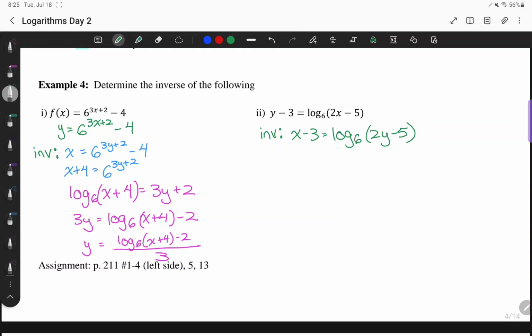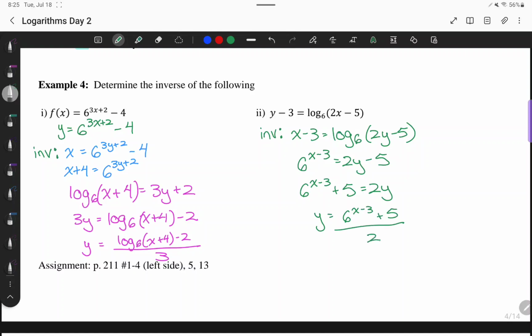Now we want to isolate y. Right now y is trapped in the log. So we need to find a way of rewriting this. We're going to rewrite it in exponential form. So in exponential form, we have 6 to the power of x minus 3, where the exponent is x minus 3, and that's equal to 2y minus 5. Okay, now it's a little bit easier to isolate y, so we can say 6 to the power of x minus 3, plus 5, equals 2y. And solving for y, we can say y is equal to 6 to the power of x minus 3, plus 5, all over 2. All right, and that's all.